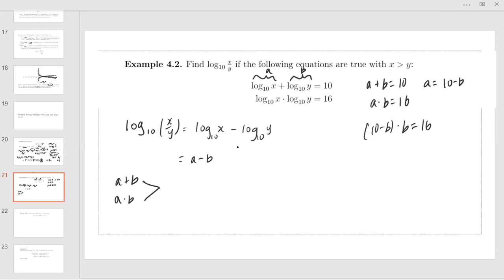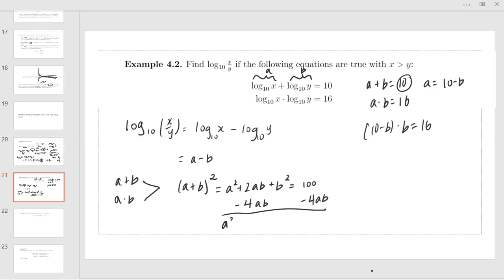So we can do this by first finding (a + b) squared, which is equal to a squared plus 2ab plus b squared. So this is equal to 10 squared, which is 100. Now we can subtract 4ab from both sides to get a squared minus 2ab plus b squared. And we have the value of ab to be 16. So this is equal to 100 minus 64, which is 36. And this is (a - b) squared.